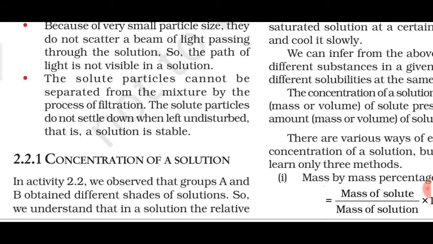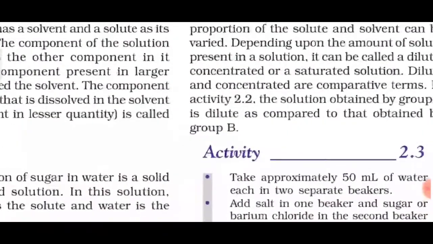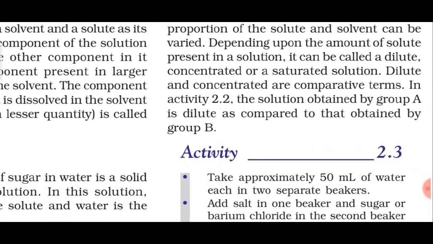So we understand that in a solution, the relative proportion of solute and solvent can be varied. Now group A and group B, they both will call their solution copper sulfate solution, but in both of the cases you can see that the amount of solute and solvent is different. Actually the amount of solvent is same, but the amount of solute is different, and that is why they can have different proportions of solute and solvent. Depending upon the amount of solute present in a solution, it can be called a dilute, concentrated or a saturated solution. Now this is very important.